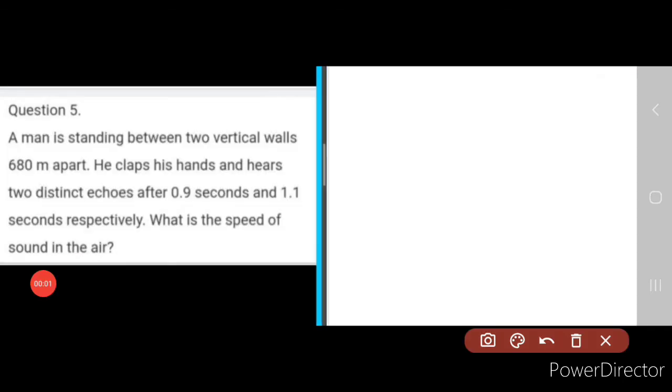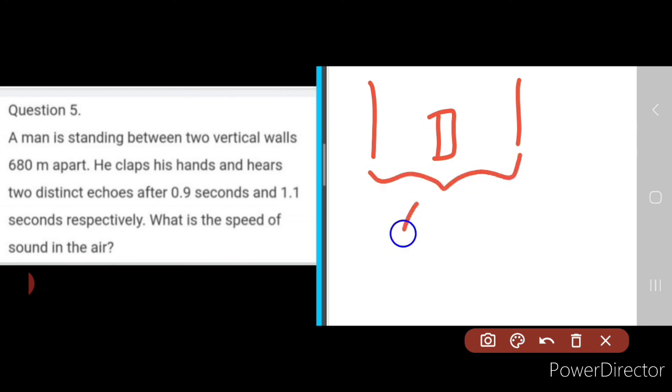So moving to the fifth question. A man is standing between two vertical walls 680 meters apart. He claps his hand and hears two distinct echoes after 0.9 seconds and 1.1 seconds respectively. What is the speed of the sound? Now what is the situation here? You have two vertical walls and a man is standing in between the two vertical walls. Now what is the distance between the two walls?